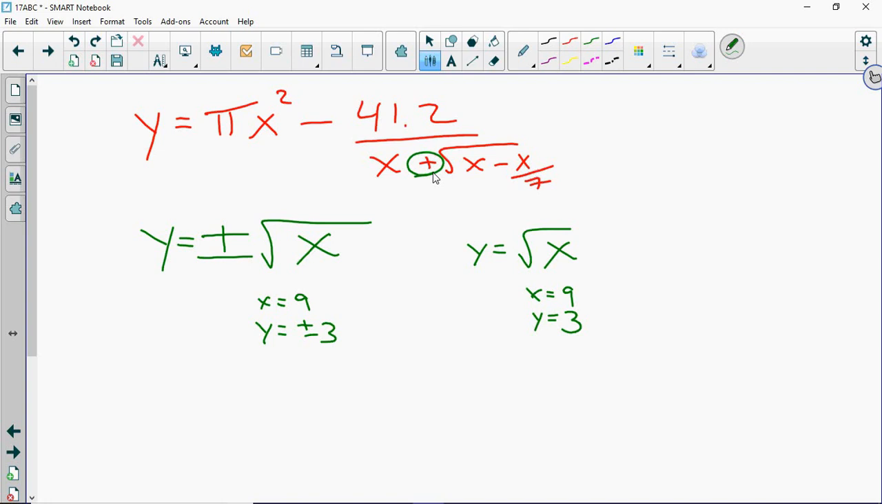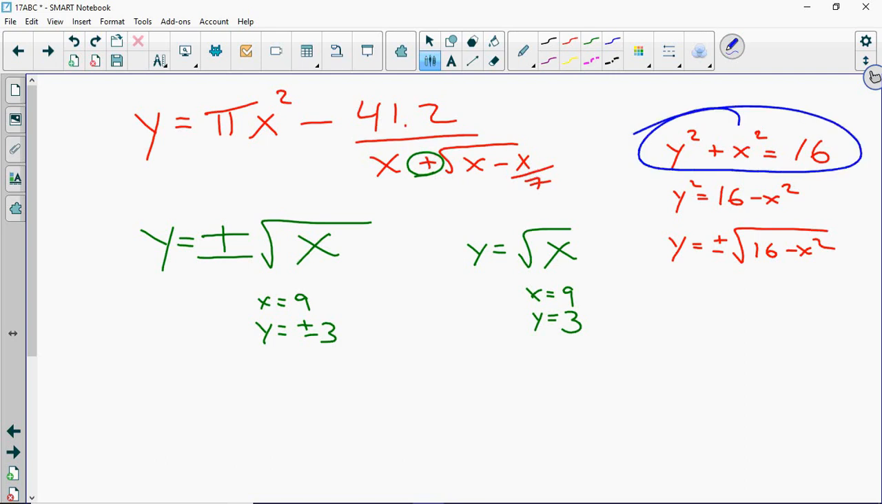Sometimes the plus or minus can be hidden. For example, if we had y squared plus x squared equals, I don't know, say 16, this is not a function because when we get y alone, we're going to have y squared equals 16 minus x squared. And then we have to take the square root of both sides. But remember, when we introduce the square root into the problem ourselves, we must write the plus or minus. So this would not be a function. And actually, this is a graph of a circle.